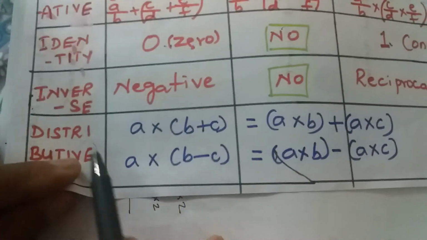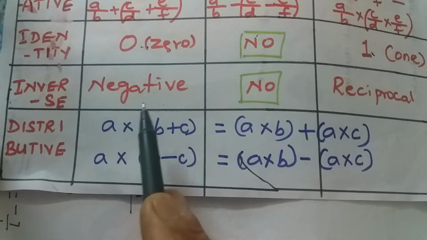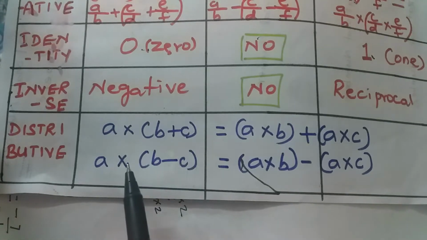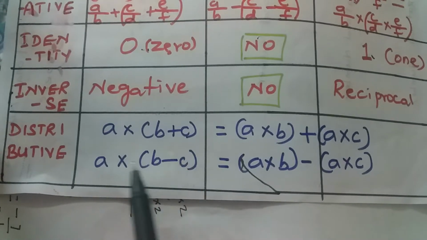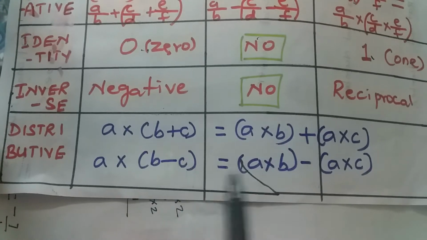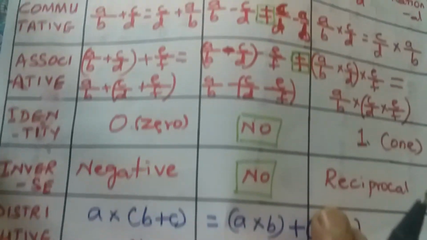And the last one is the distributive property of multiplication over addition. It is A into B plus A into C. And the second one, multiplication over subtraction. A into B minus A into C. So this is all about just recalling the properties. Now we'll go to the first sum.